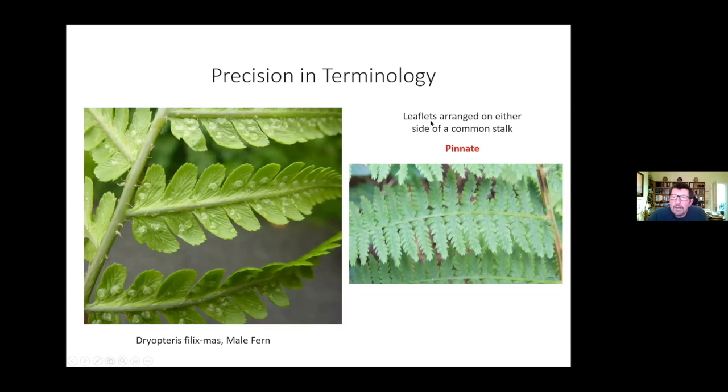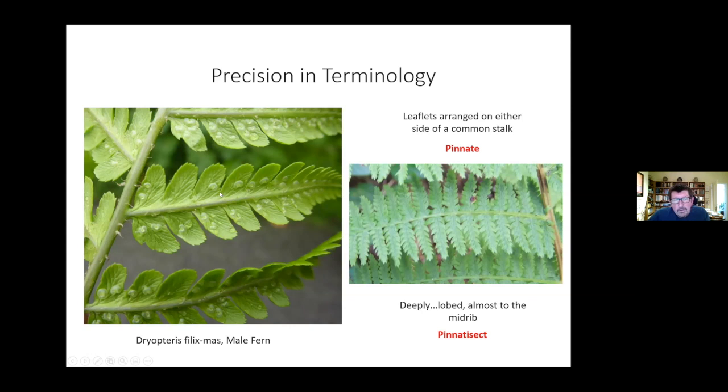Now, the term we've been using is pinnate. Pinnate means having leaflets arranged on either side of a common stalk. There's another term called pinnatisect, which means deeply lobed, almost to the midrib. So, what do we think about this one? Is this pinnate? Are the leaflets arranged on either side of a common stalk? Well, these are leaflets, and they are on either side of a common stalk.